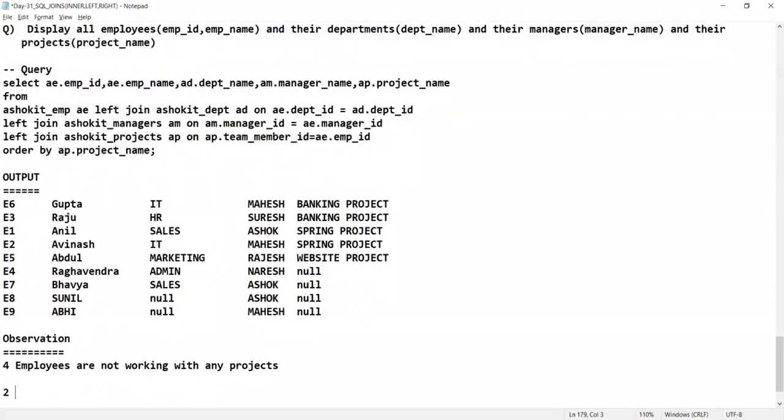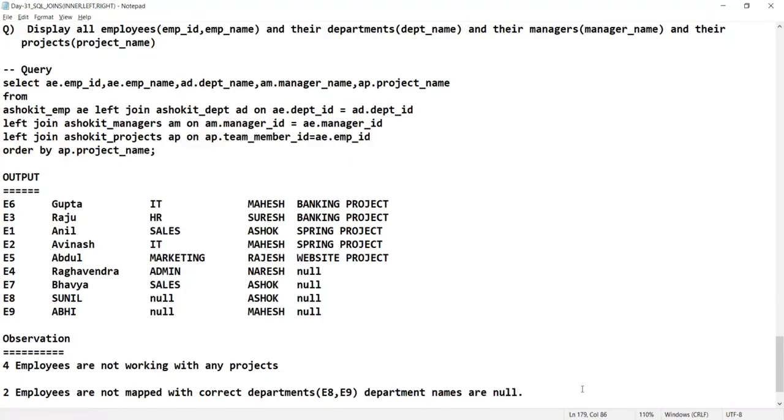And the two employees are not mapped with the correct departments. Those are nothing but the E8 employee and the E9 employee. For those employees, the department names are null, sir. Hope you are clear, sir. Observations on the results.